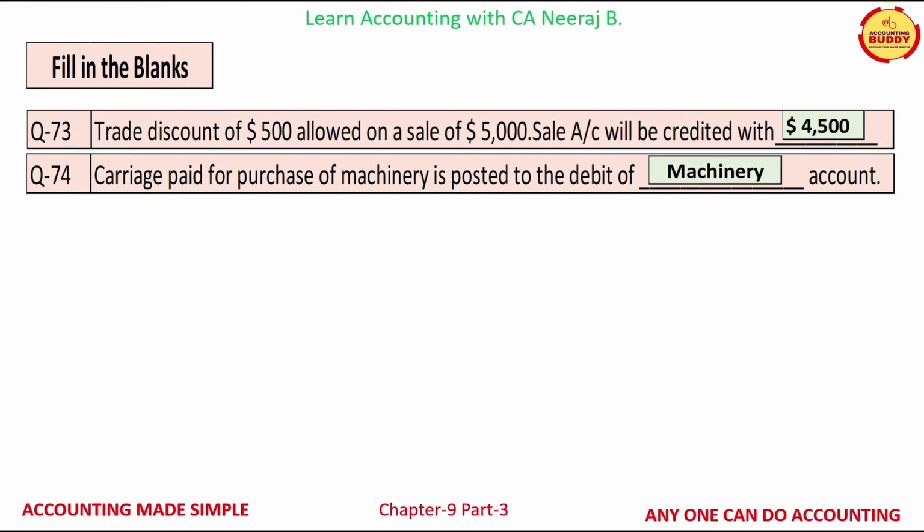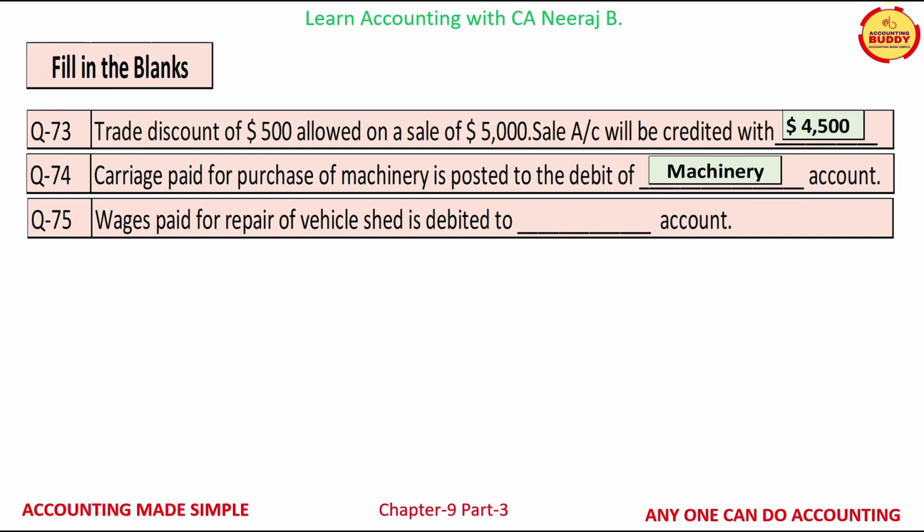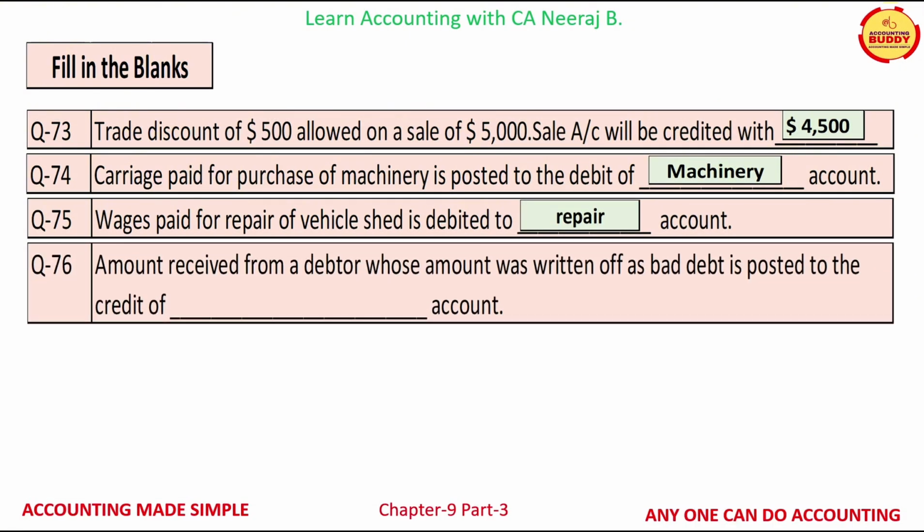Question number 75, wages paid for repair of vehicle shed is debited to dash account, and the correct word is repair account. Question number 76, amount received from a debtor whose amount was written off as bad debt is posted to the credit of dash account, and the correct word is bad debt recovered account.